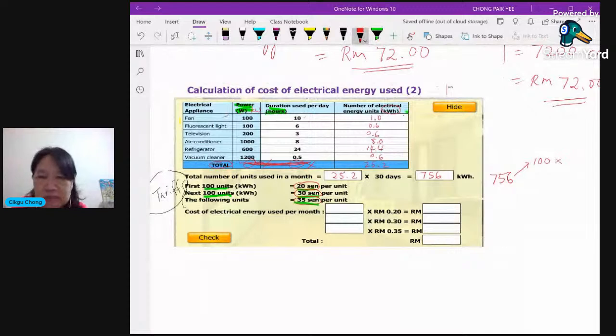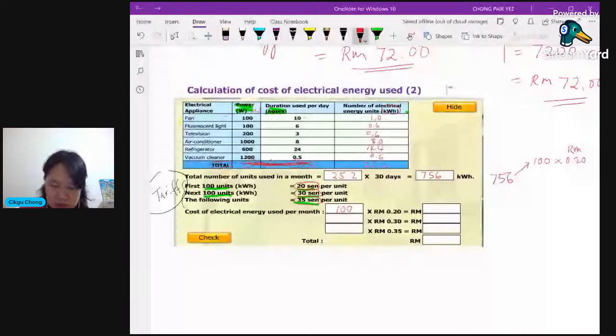The first 100, you times 20 cents. You're going to get 20 ringgit, right? 100 times 0.2, you get 20 ringgit. Okay, so I have to do like this. Your bill is not complete yet, because you only count 100 first. So this one here is RM20.